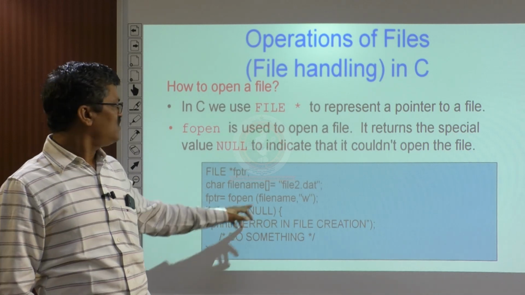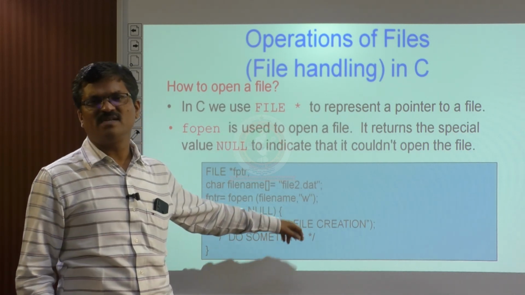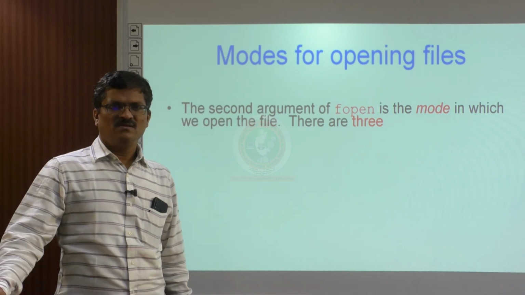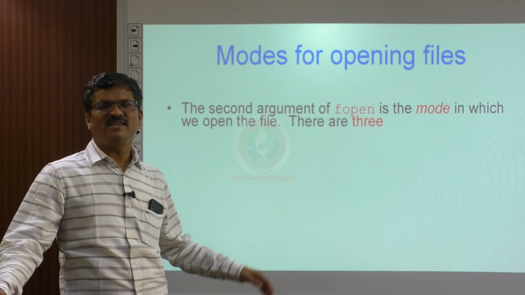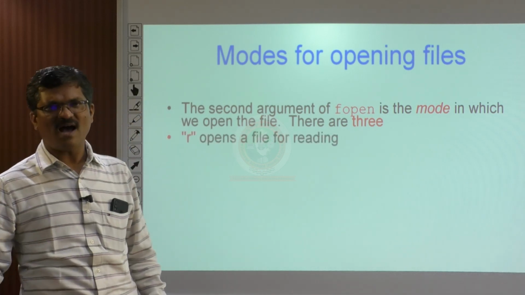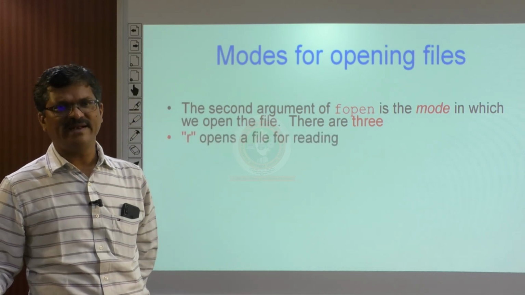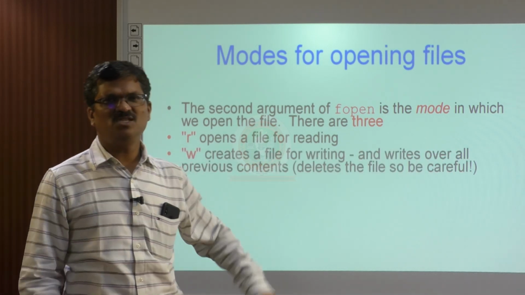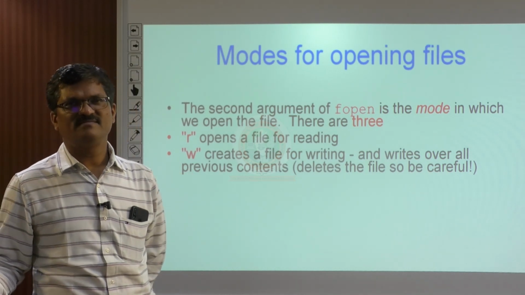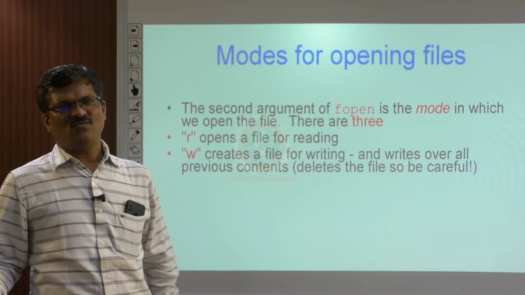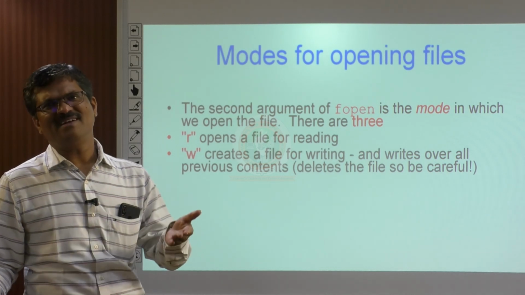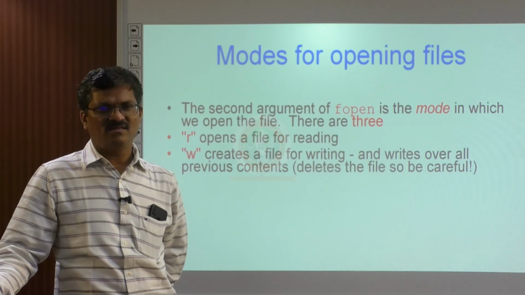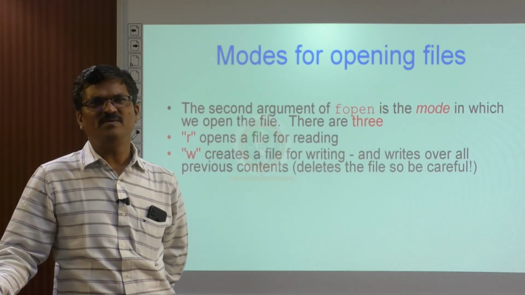I was talking about this second argument and the different modes it represents. What are the different modes? This fopen has basically 3 modes. R is used for reading from a file, and W is used to write contents to the file. But note that whenever you are writing to a file, whatever content was there previously will be overwritten, erased, and the new content that you are adding will be written over it.